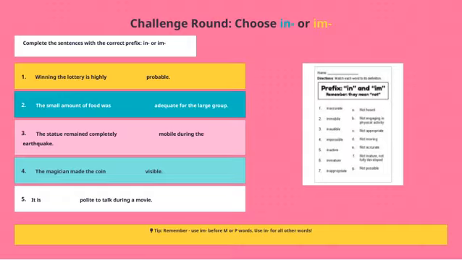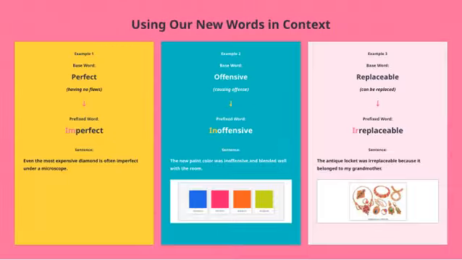So the core idea here is to practice recognizing the correct prefix based on the meaning and the initial letter of the root word. It's a great way to sharpen your understanding of how these prefixes change the meaning of words. Now, let's look at how we can use our new words in real context. I'll walk you through a few examples.